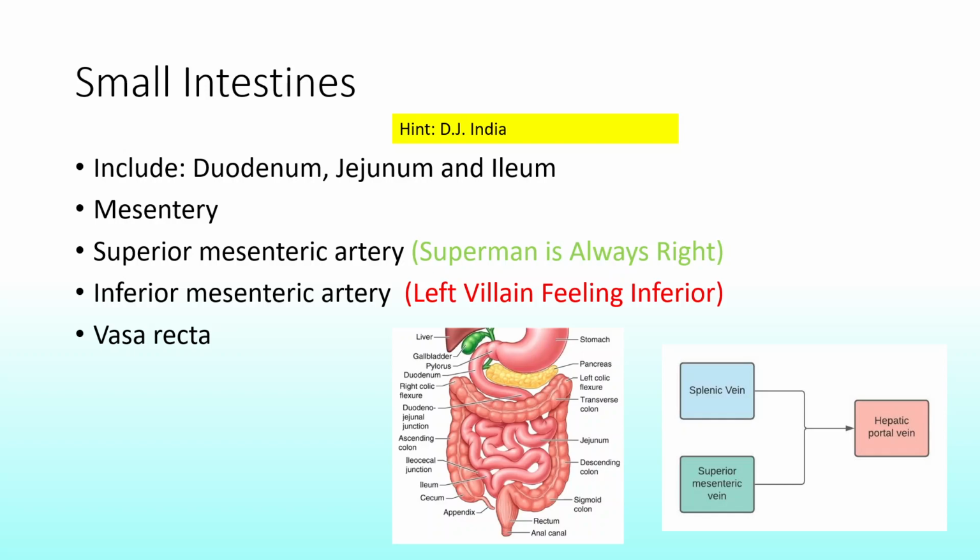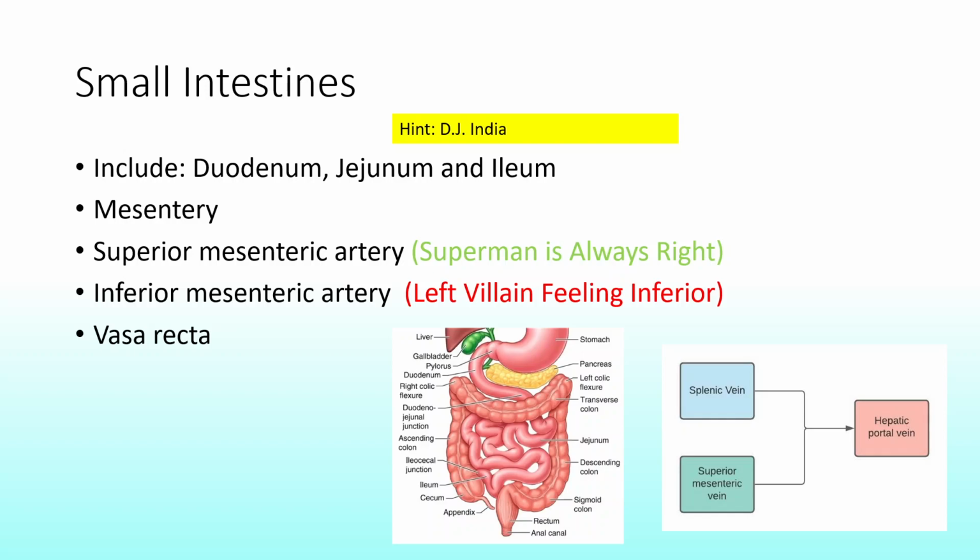We'll start off with the small intestines. Small intestines include the duodenum, the jejunum, and the ileum. So hint, DJ I. The ileum is the longest part of the small intestine, and it ends at the ileocecal junction, as you can see in the image. And that's where the large intestine begins. The jejunum begins at the duodenal junction and is the middle portion of the small intestine. The small intestine is also held in place by the mesentery, which is a double-folded peritoneum, which attaches the intestines to the posterior abdominal wall so that they're held in place.